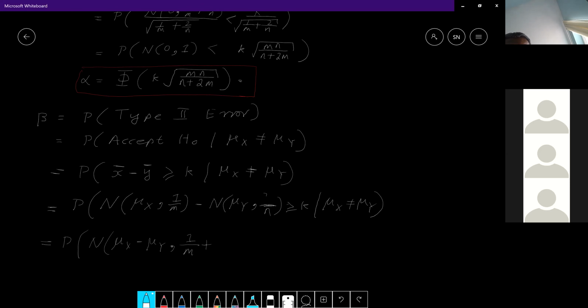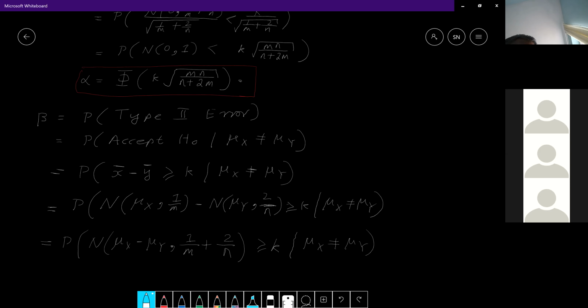So it should be 2 over n. So 1 over n plus 2 over n greater than or equal to k, right? Given that mu x is not equal to mu y. Okay.